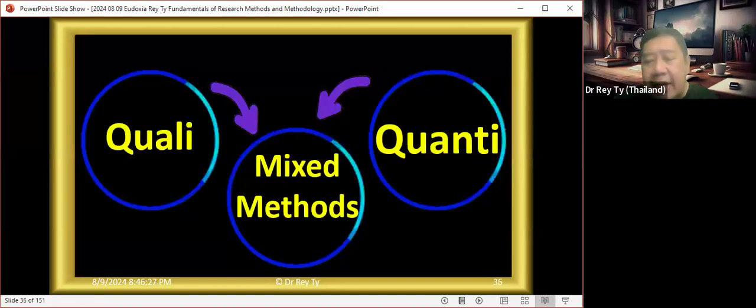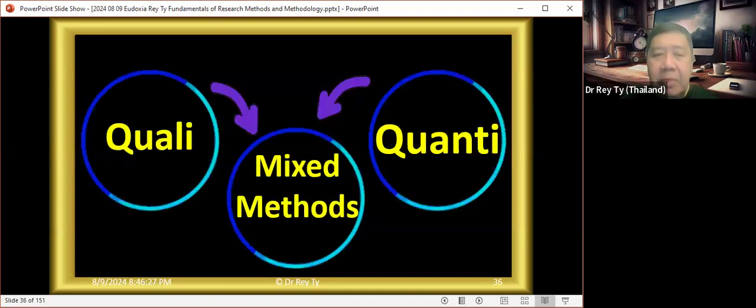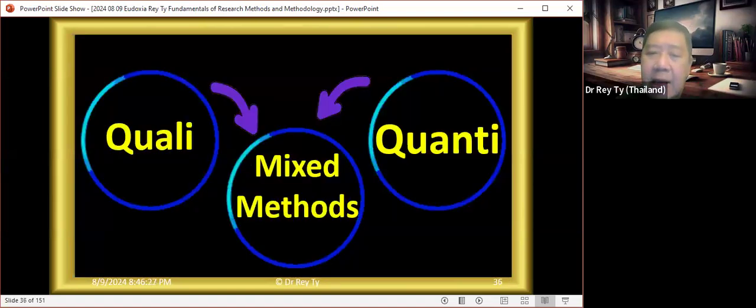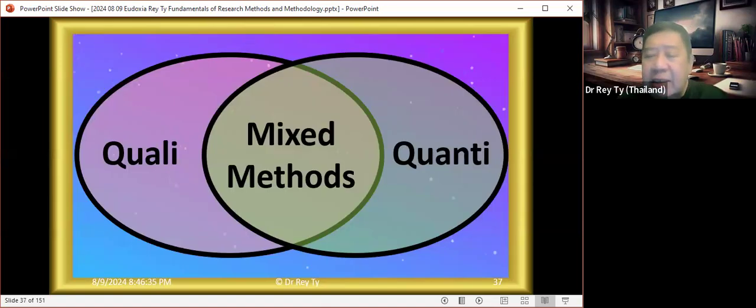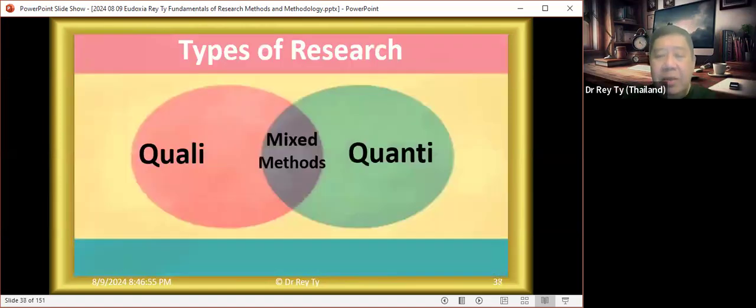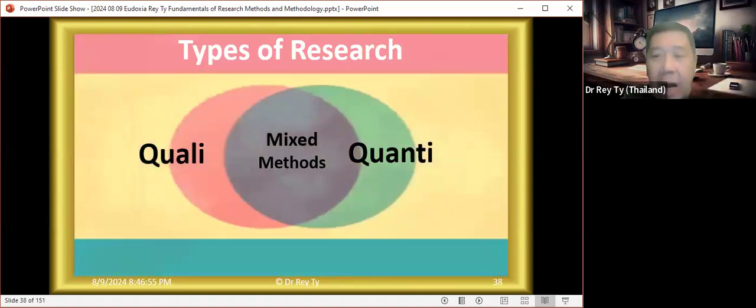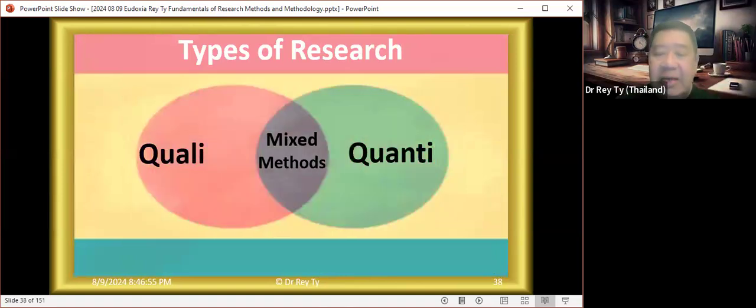Okay, so technically we say there are three types, separate: quali, quanti, and mixed methods. But in fact, mixed method is nothing new. You are literally mixing elements of qualitative and elements of quantitative. So it's not really three separate, it's really two that you mix and it appears to be a third one, but it's not. It's just putting two together. So this is the more fluid, dynamic picture of how we look at the mixed method, for example.